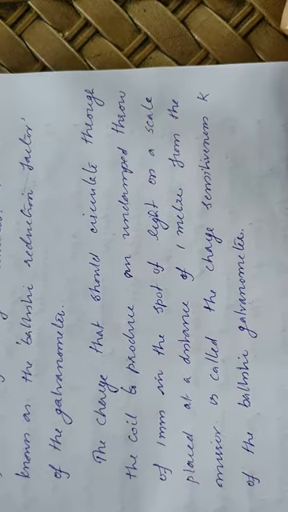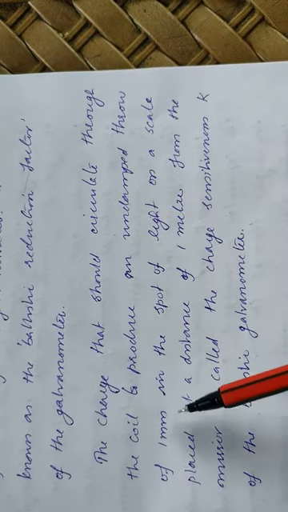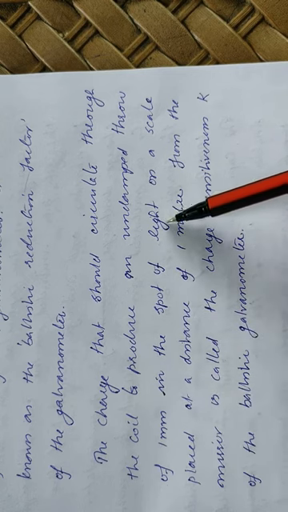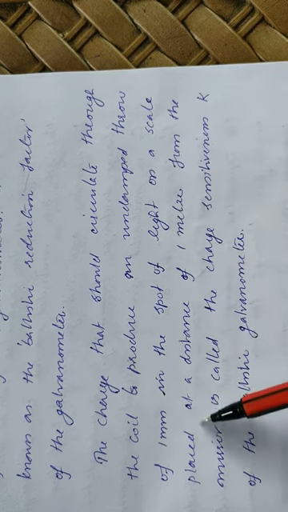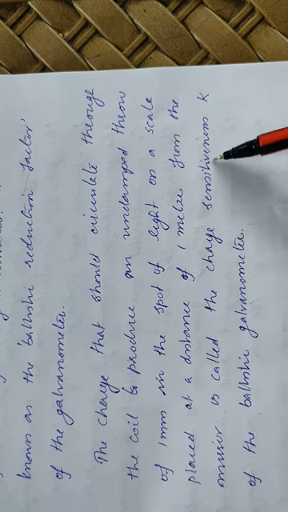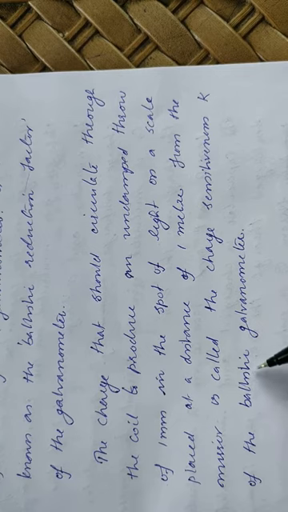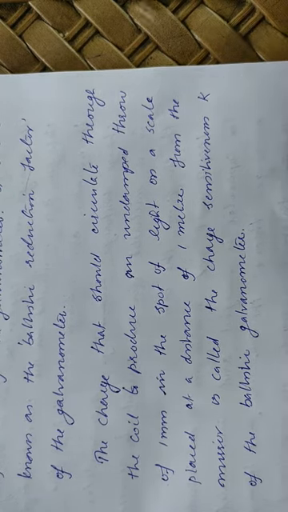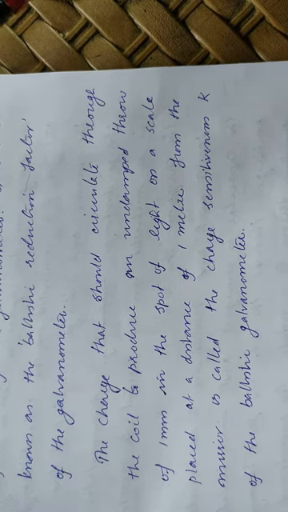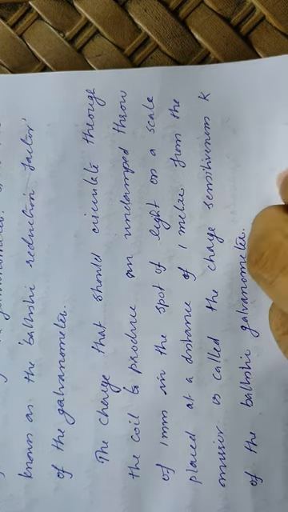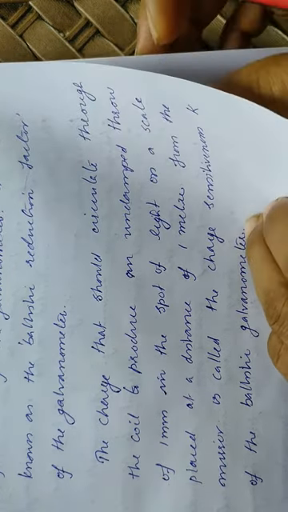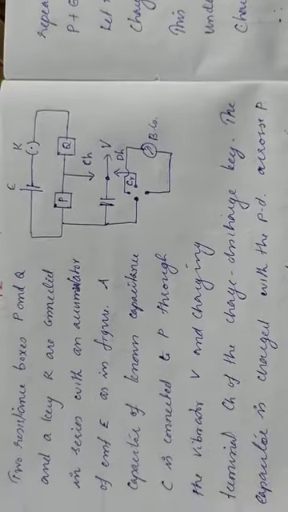The charge that should circulate through the coil to produce an undamped throw of 1 millimeter in the spot of light on a scale placed at a distance of 1 meter from the mirror is called the charge sensitiveness K of the ballistic galvanometer. We can state this simply as the charge that should be flowing through the coil to produce an undamped throw of 1 millimeter on the scale kept at a distance of 1 meter from the mirror. That's the charge sensitiveness. The definition is similar to that of voltage sensitiveness and current sensitiveness.